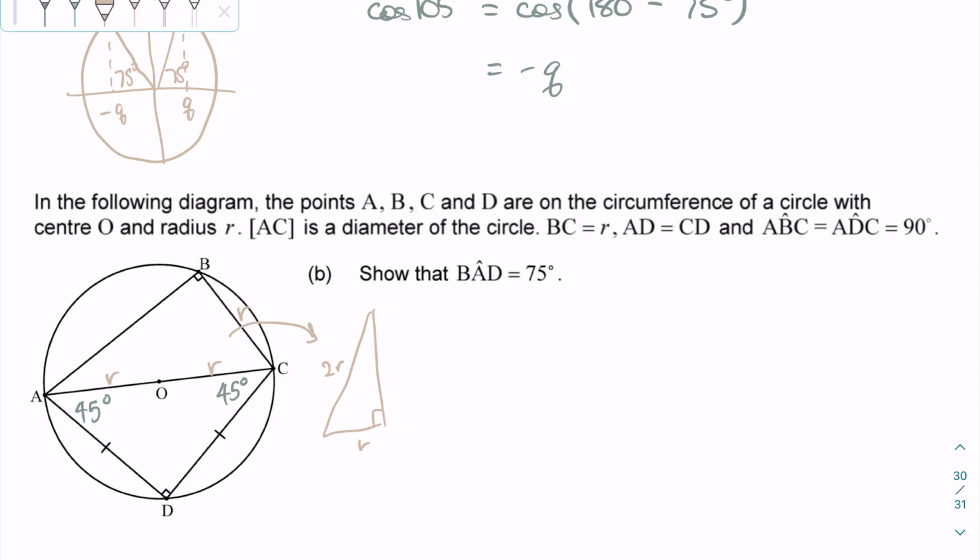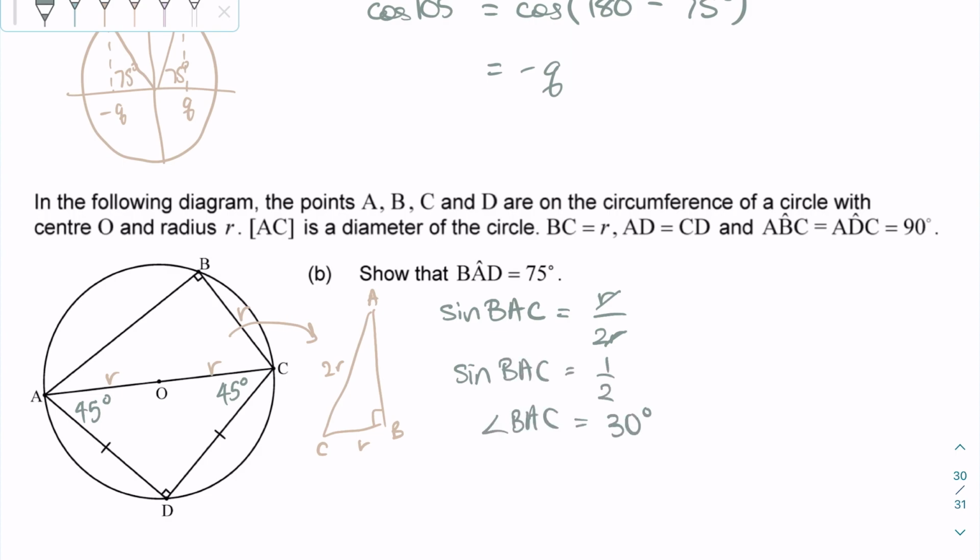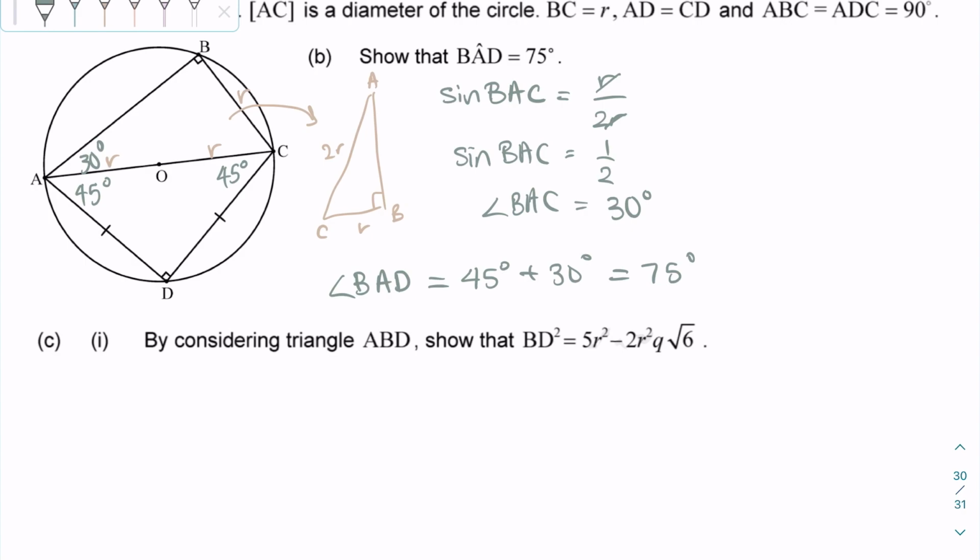We can find this by using the sine of the angle BAC in the right triangle BAC. So this means BAC is 30 degrees. We can then add the angle DAC and BAC together, and we get 75 degrees. And this is the value for BAD.